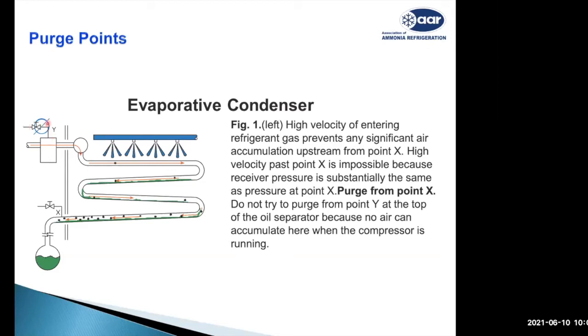Remember, we are saying that air may be 5% or 10% of the total plant. So when we are opening this point while the plant is running, the maximum thing which comes out will be ammonia, and your purger will be doing the condensing work. But if I take a purge point from here, then only air will come out. The possibility of ammonia gas coming out here is very low, and then you get maximum air separated from the refrigeration plant.